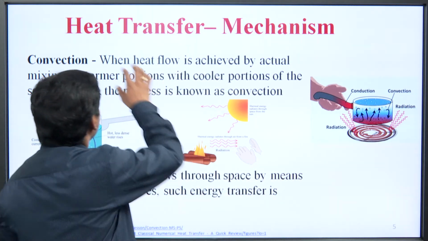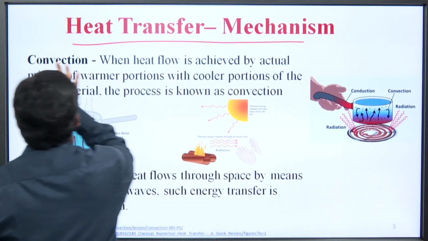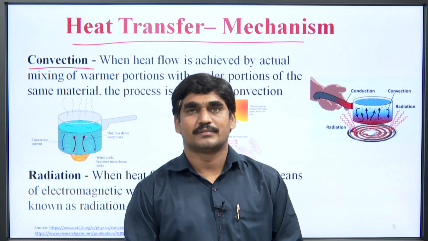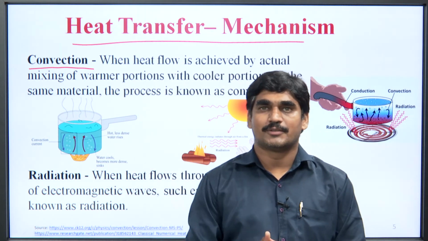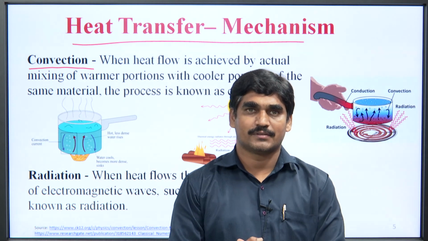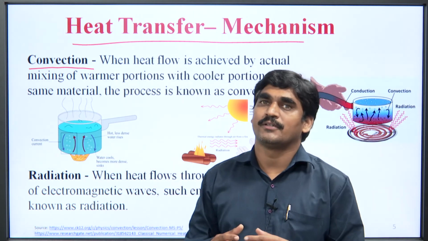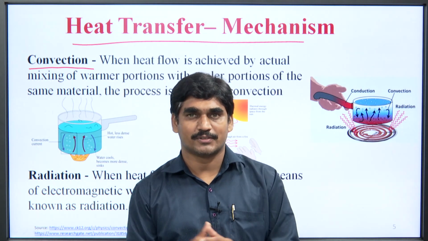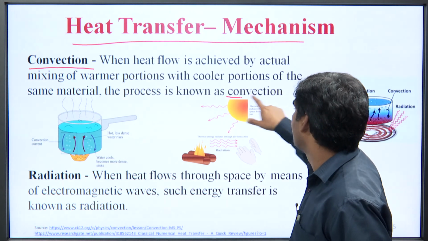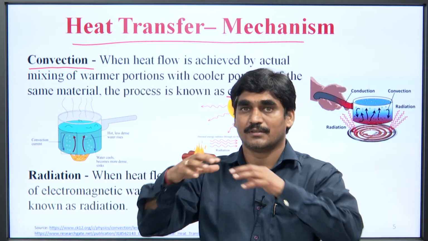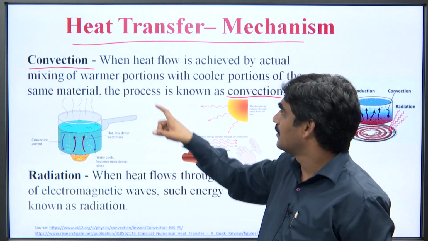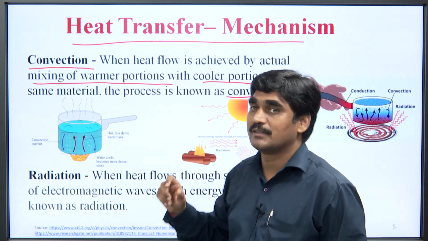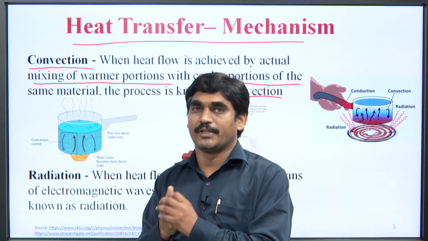Now, the second heat transfer mechanism is convection. How does it take place? When heat flow is achieved by actual mixing of warmer portions with cooler portions of the same material, the process is called convection. In the previous case no intermixing took place. Here, mixing of warmer portions with cooler portions of the same material takes place.